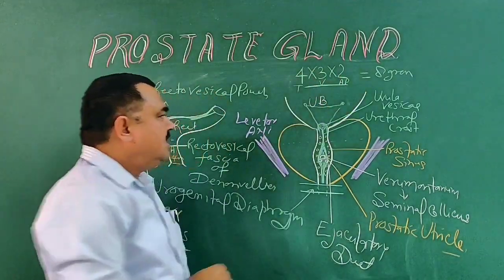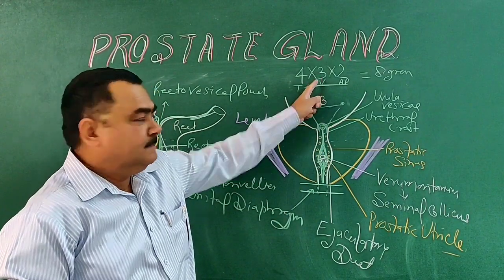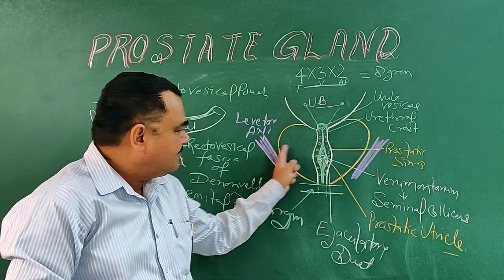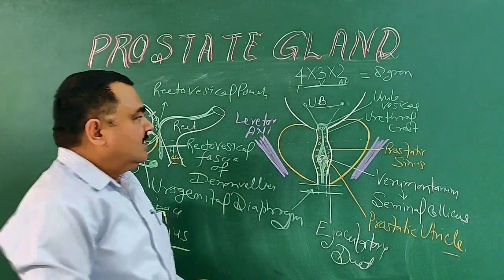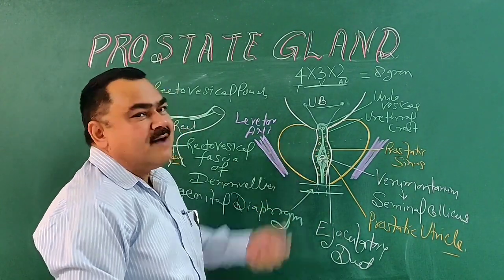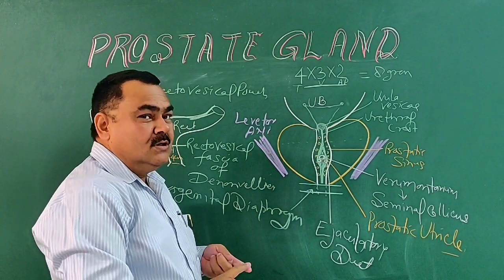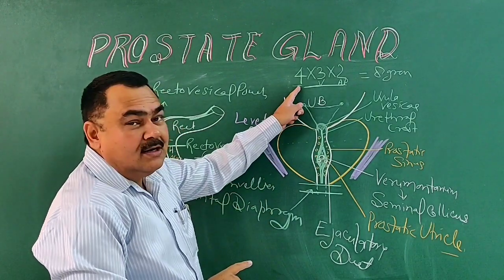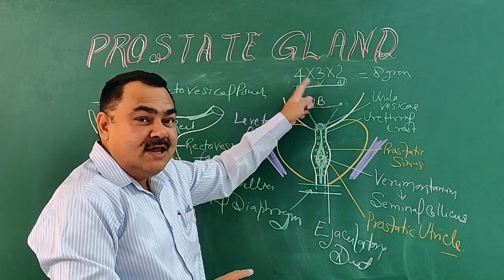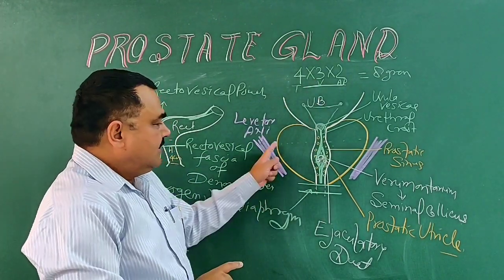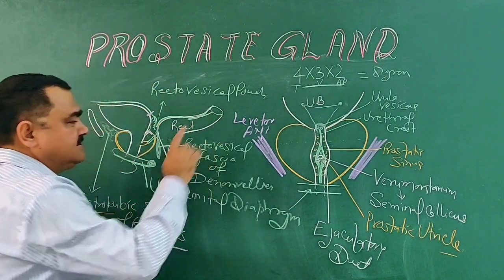So here you can see the transverse diameter is more than the vertical diameter. So this dimension is less in comparison to this. The same example is present in the cecum. In the cecum also, the vertical dimension is less in comparison to the transverse dimension. So here you can see transverse 4 and vertical is 3. And its weight is 8 grams.